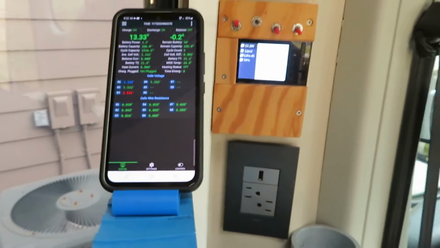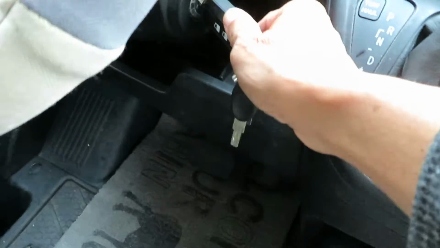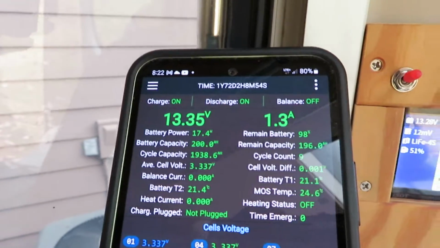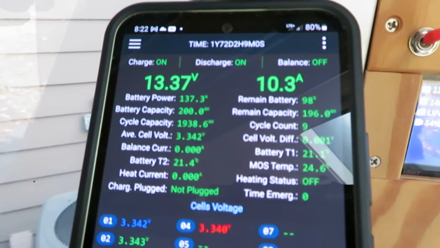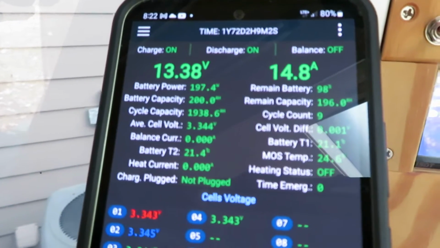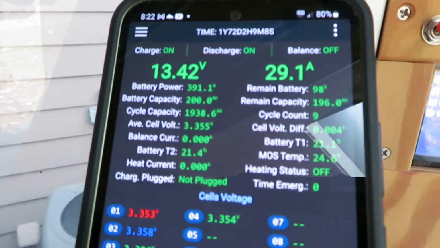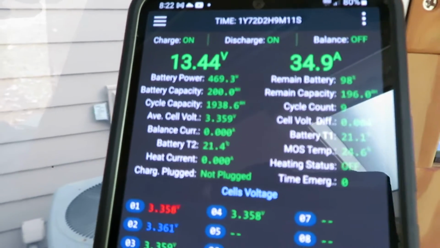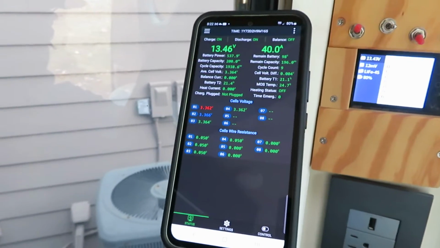Now I'm going to turn on the engine and charge the battery with the underhood generator. Okay, so I just turned on the engine and charging by the underhood generator. As you can see, the charge current on the JK-Track is climbing from 0 to 14.8 amps, 16 amps, 24 amps, 29 amps, and the voltage is also climbing. And it will take a while for the battery to be charged up.